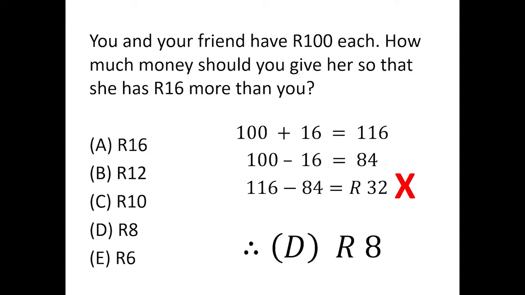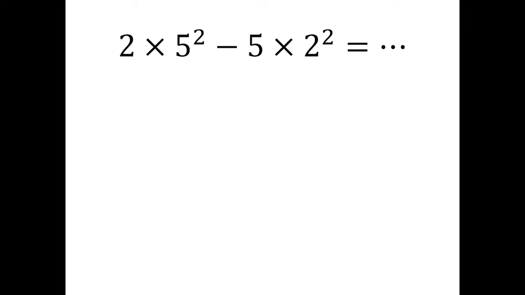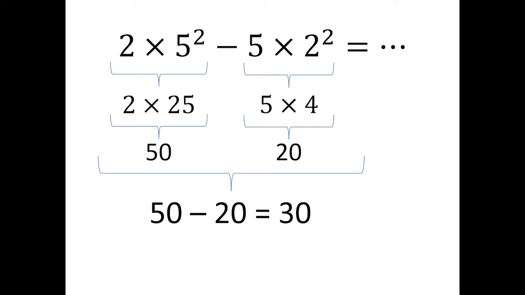Let's look at another question on the order of operations. This is from the grade 8 Maths Olympiad. It should be clear for grade 8s and 9s that exponents take precedence over multiplication with subtraction last. So 2 times 5 squared would become 2 times 25, which is 50, and 5 times 2 squared would become 5 times 4, which is 20. And if you subtract that, you have 50 minus 20, which equals 30.